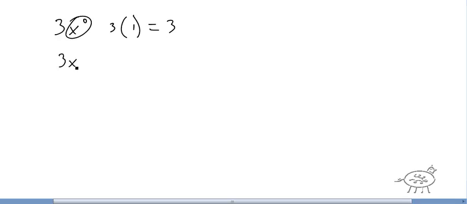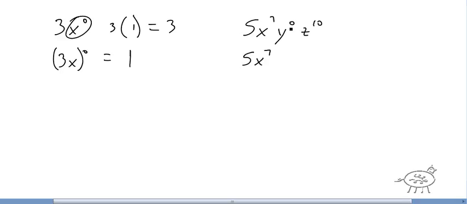Now that's different than doing this, because here everything is being raised to the 0 power, and the answer to that one is just 1. It's super important. So if I give you 5x to the 7th, y to the 0, z to the 10th, everything is normal. Nothing gets affected by the 0 except for the y. So the answer is 5x to the 7th times 1, which is 1. You don't write 1 unless, of course, everything goes to 1. If you want, you could put times 1, z to the 10th, and then, of course, you don't leave it like that. It's 5x to the 7th, z to the 10th, and that's your answer.